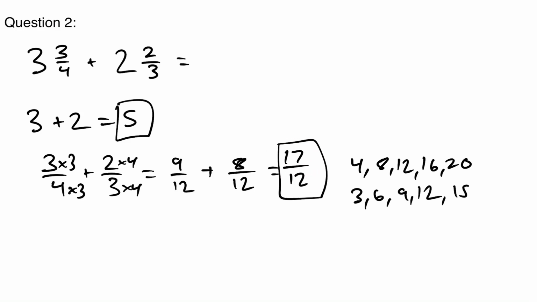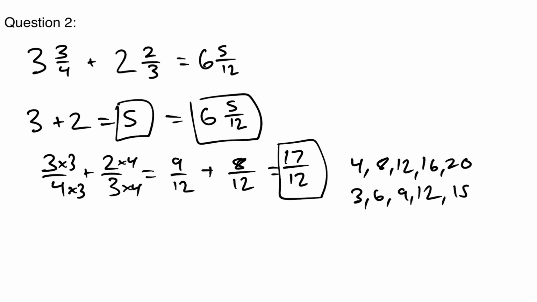So 12 goes into 17 one time, and we have 5 left over, as 17 minus 12 is equal to 5. So we can actually carry over that whole number. So instead of 5, we're going to have 6 and 5/12, as opposed to writing it 5 and 17 over 12. So our final answer here is going to be 6 and 5/12.